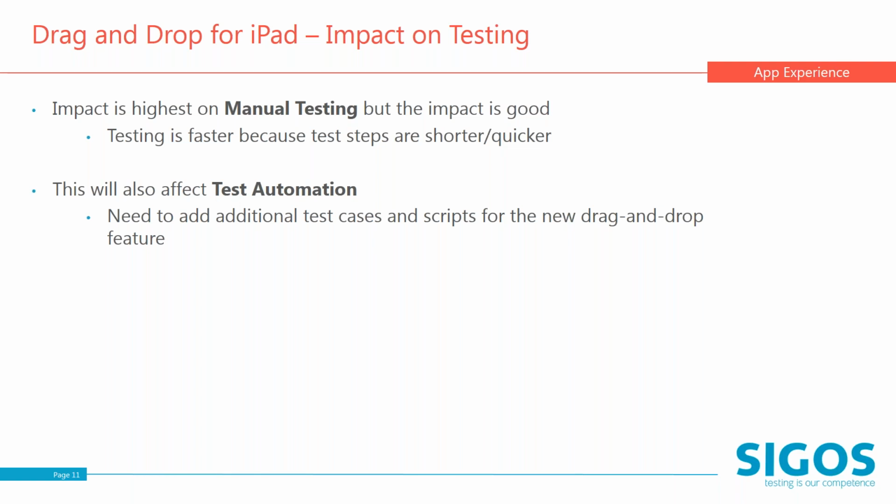But this will also affect test automation. One of the things that we're going to need to do is add additional test cases and scripts for new drag and drop features. And as automation developers, if we're wearing our automation development hat, we'll also have to research the best way of invoking or triggering these new APIs. So that's something we're going to have to think about as we get used to the rollout of iOS 11.